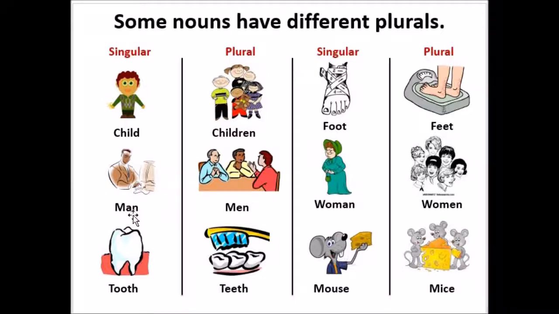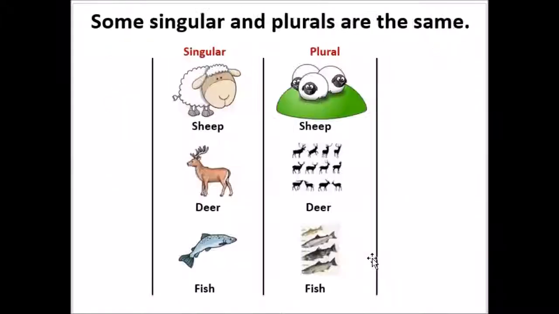Man is men, where you replace the A with an E. Tooth becomes teeth. 1 foot, 2 feet. A woman, so just like with the word man and men, woman becomes women. And mouse is mice when it's a cheese party. It doesn't become mouses, it becomes mice. We call these irregular because they don't follow any of the rules that we talked about so far. And you also have some other nouns that don't follow the rules because they stay the same in both the singular and plural form.